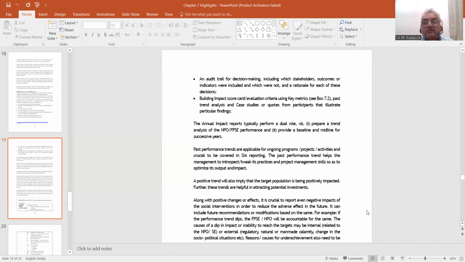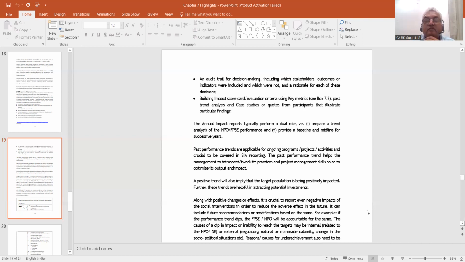So along with positive changes or effects, it is crucial to report even negative impacts of the social interventions in order to reduce the adverse effects in the future. So it can include future recommendations or modifications based on the same.